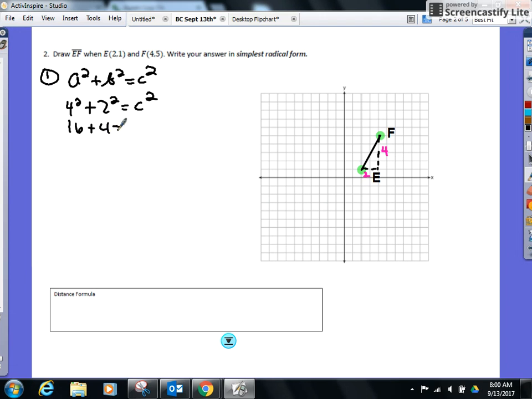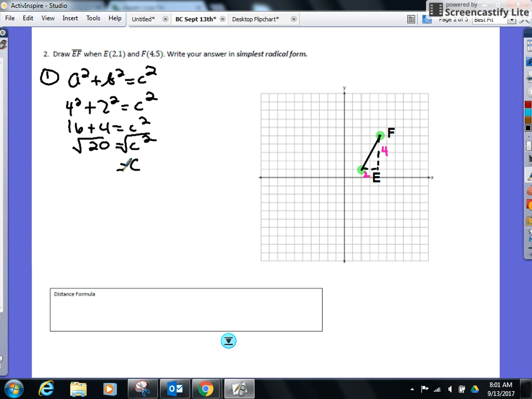16 plus 4 equals c squared. 20. What do you do at this point right here? 20 equals c squared. Take the square root of both sides. And notice my directions, and I'm giving you these directions because you're in honors geometry.